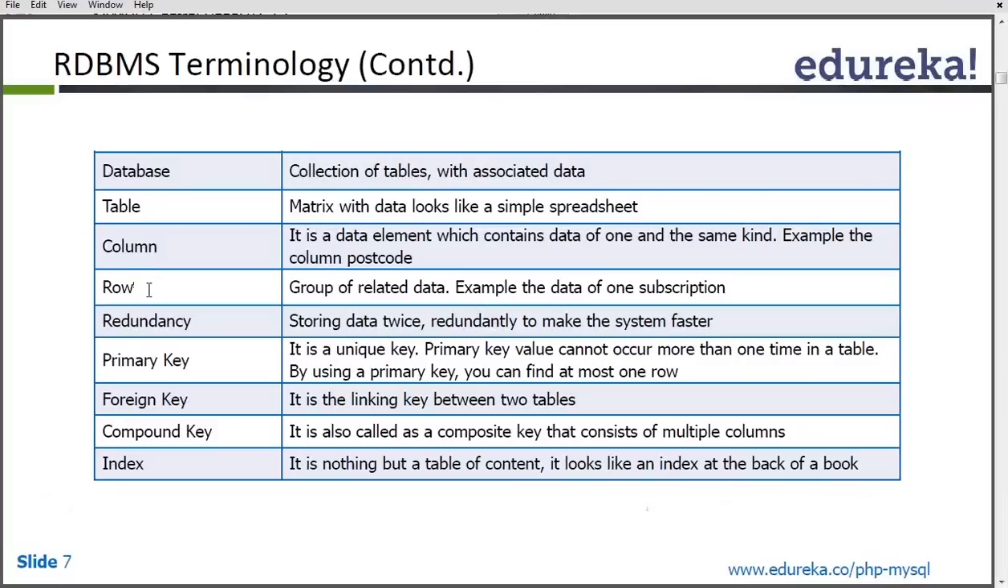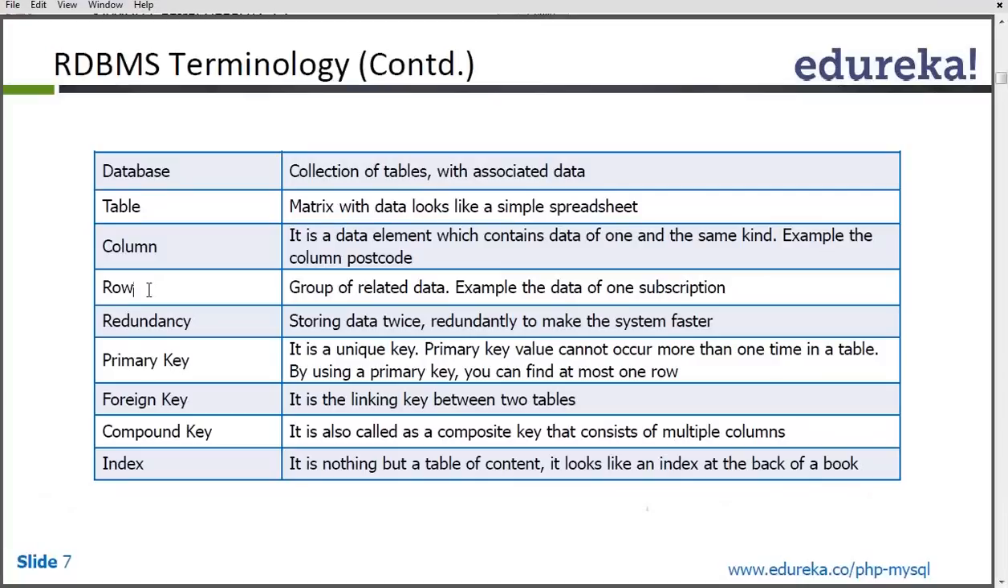Index: basically, a primary key itself is an index. An index is like, for example, in a book, before the content of the book starts, there is an index. The chapter names are written there, then the topic names are written there. In front of each topic name, you have the page number on which you can find that particular topic.